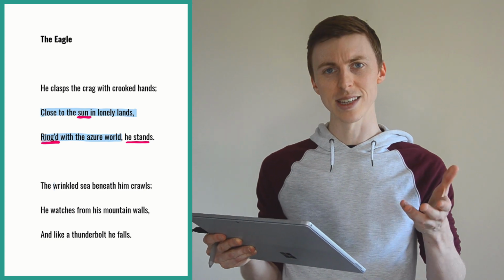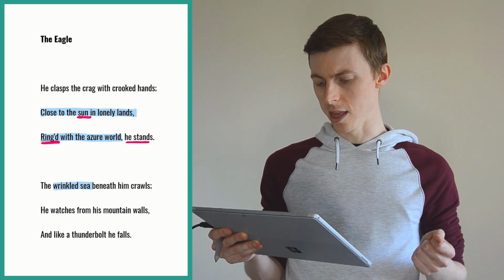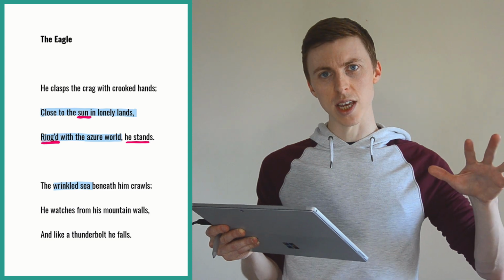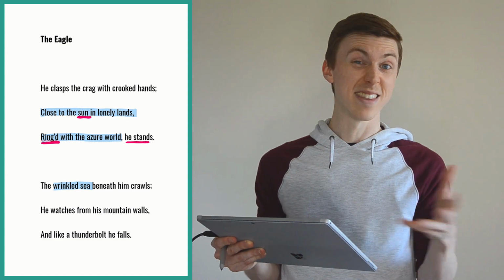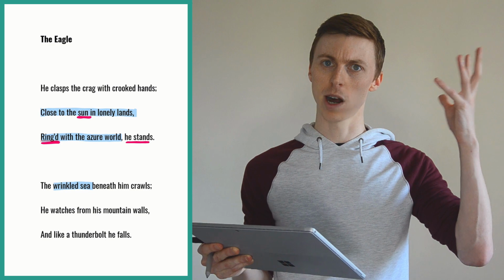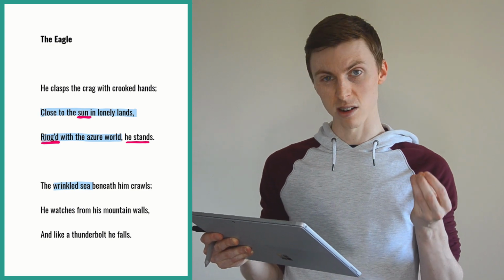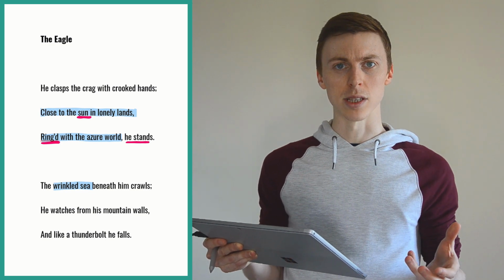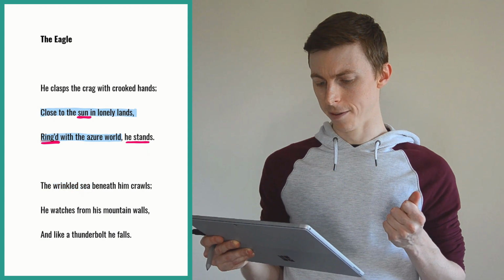Here's a final example. We see this wrinkled sea in the poem. These great waves of the sea are shown to be so small and insignificant in the face of the eagle, who's so far above everything that they look like mere wrinkles. Again, this seems to add to a sense of the eagle being very powerful.